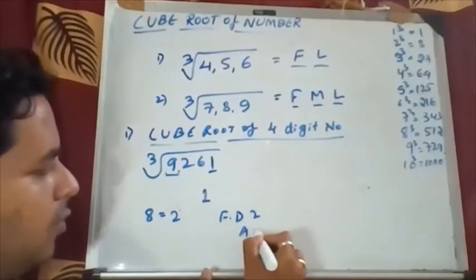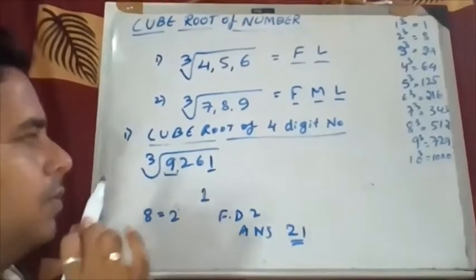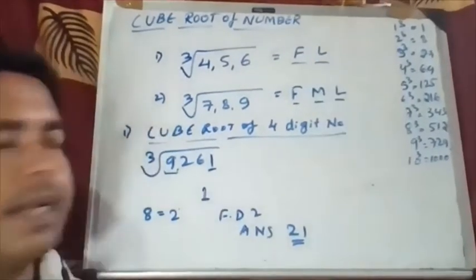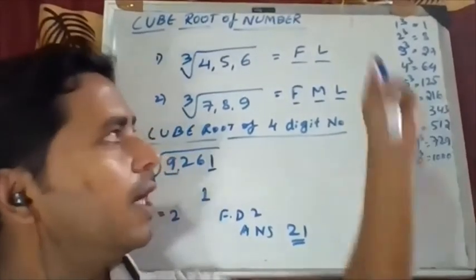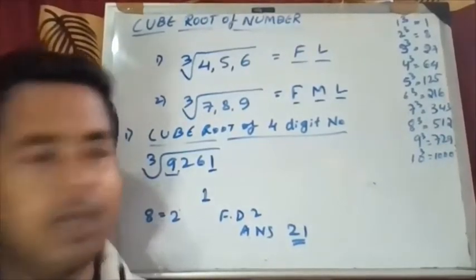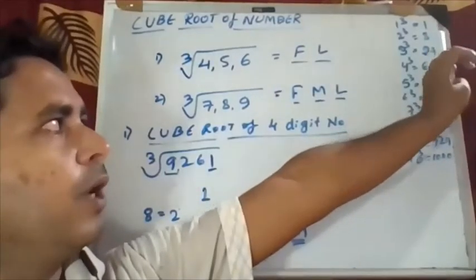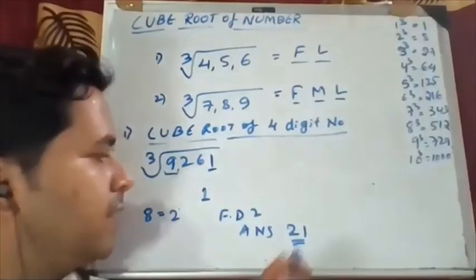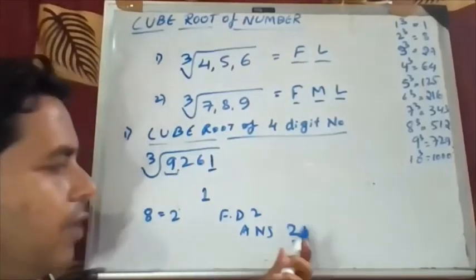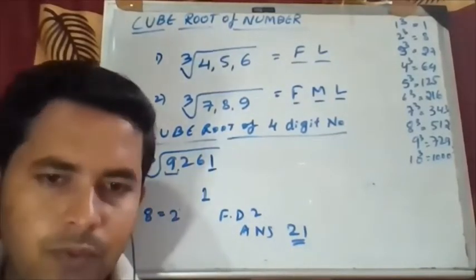So your answer will be what now? 21. So how did you get the first number? You have to just check where it lies in the given cube table. So it lies between 8 and 27. Consider the smallest number. 8 is the smallest number. 8 is the cube value of 2. So consider that 2 as a first digit and 1 as a last digit. If you combine both, you will get an answer as 21.